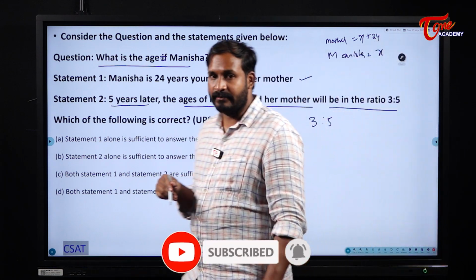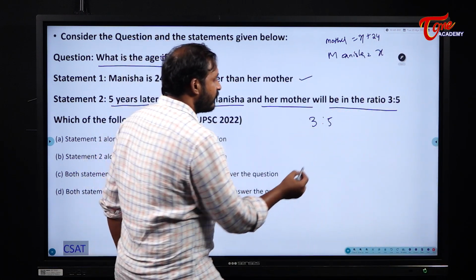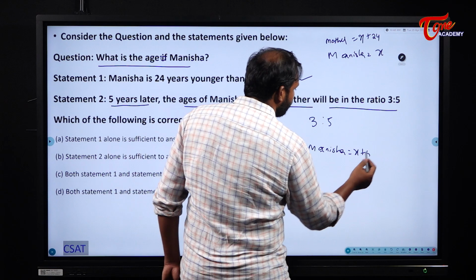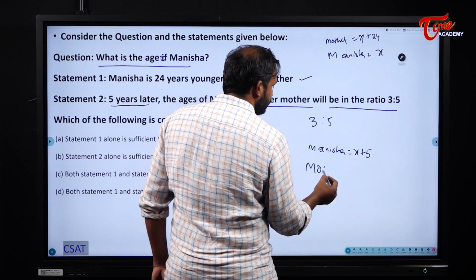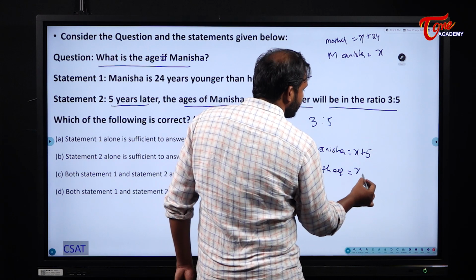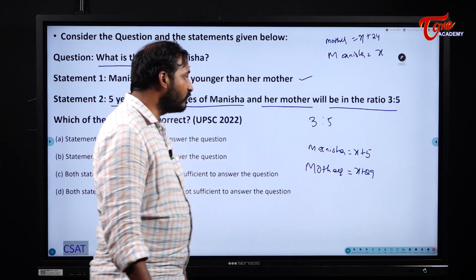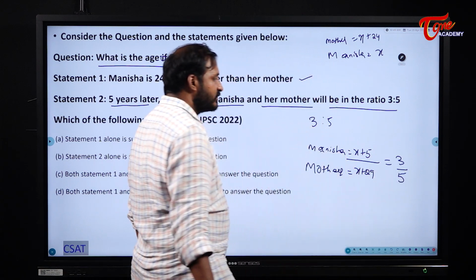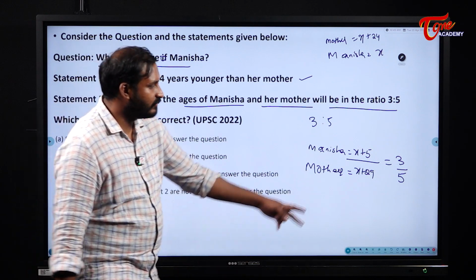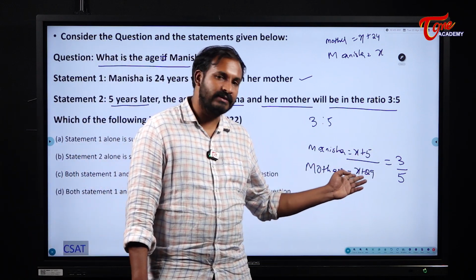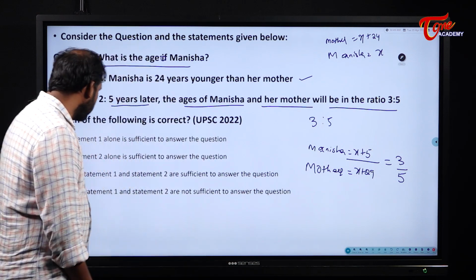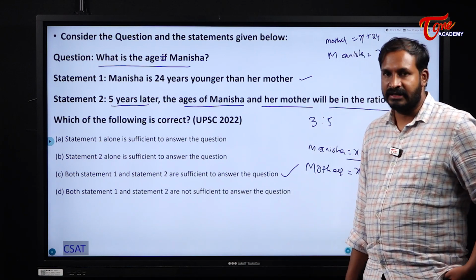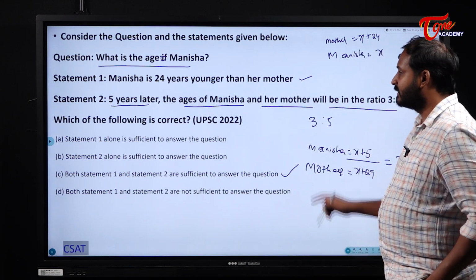Now I am combining the first with the second. Manisha's age will become x plus 5. Mother's age will become x plus 29. Now the ratio between them is 3:5, that is 3 by 5. Now you can solve for the value of x, right? Yes, if you cross multiply, you will get the value of x. So by using both the statements, I can tell my answer here. Okay? Right? This is the second statement.